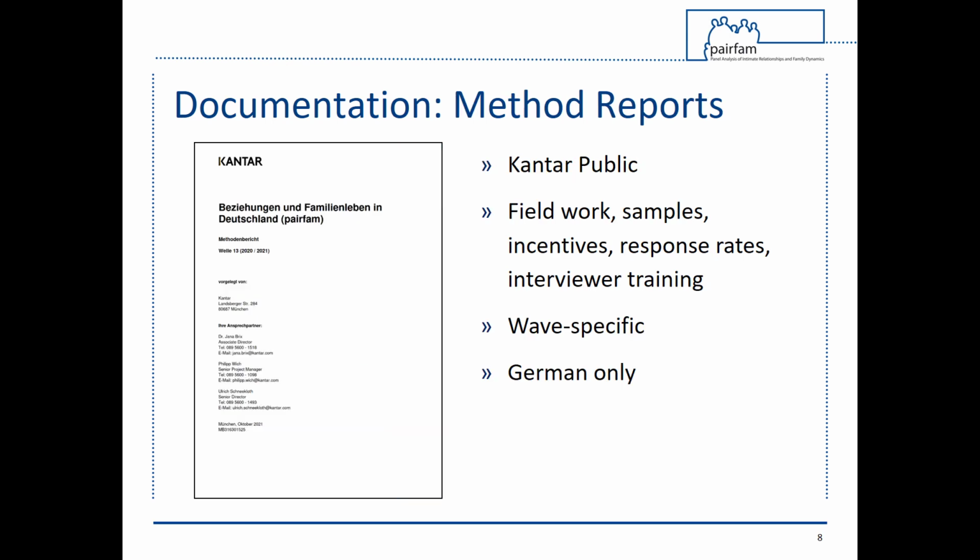Who wrote the method reports? The method reports were written by the Survey Institute Kantar Public to sum up fieldwork, samples, incentives, response rates, survey implementation, and procedures to increase panel stability. Compared to the technical paper number 1, which covers the same topics, the method reports are more detailed in their fieldwork description and are available for each wave separately. However, they are only available in German.